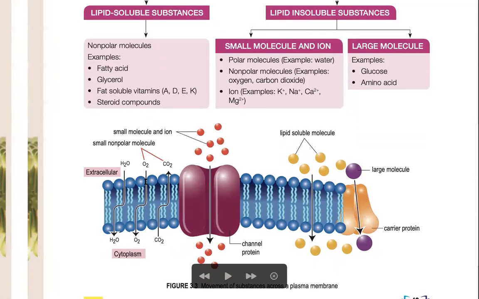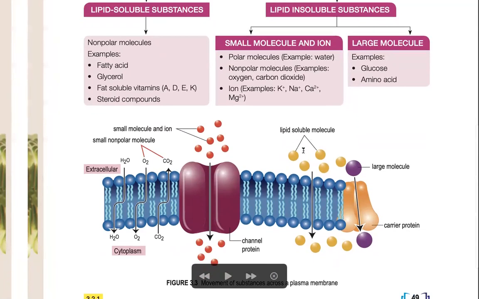You see here ni, lipid soluble molecule. Awak tengok yang warna kuning ni. Lipid soluble molecule refers to all these things: fatty acid, glycerol. For example, this is fatty acid, and it wants to get inside the cell. Ni extracellular environment, kat luar sel. Ini cytoplasm, maksudnya ini adalah dalam sel.